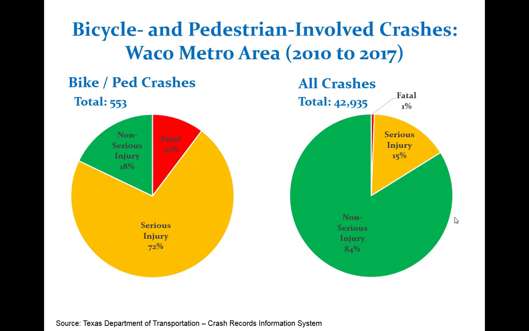Compare this to all crashes, which is all crashes including those between vehicles. The crash severity rate is basically reversed, with the non-serious injury rate comprising 84% of the total and serious injury about 15%. Fatalities are about 1% of all crashes. This is a reminder that bicyclists and pedestrians are vulnerable road users with limited protection from the forces involved in a collision with a motor vehicle.